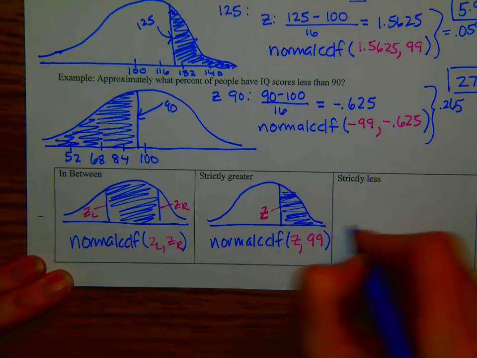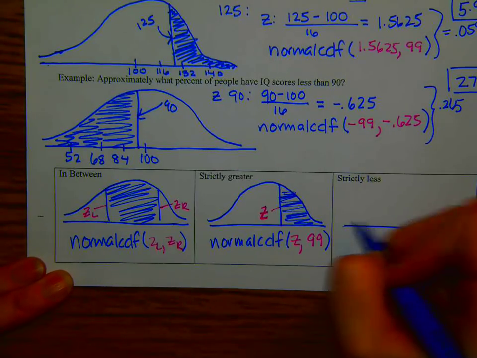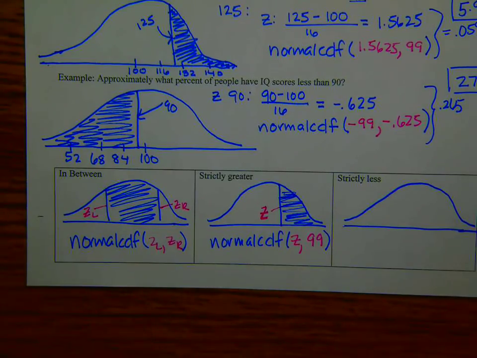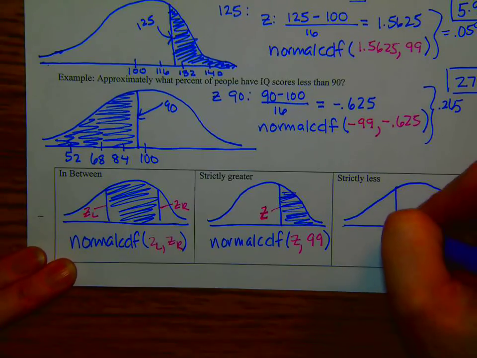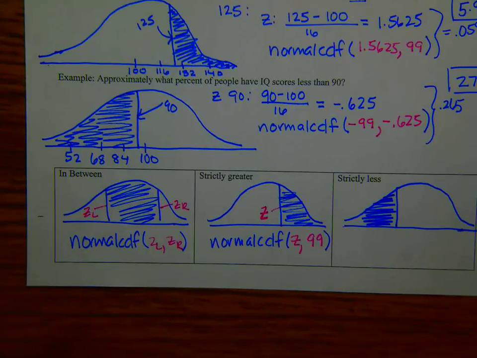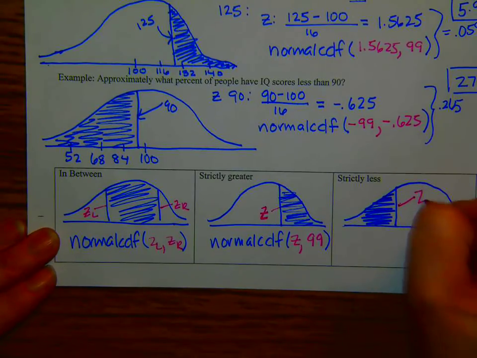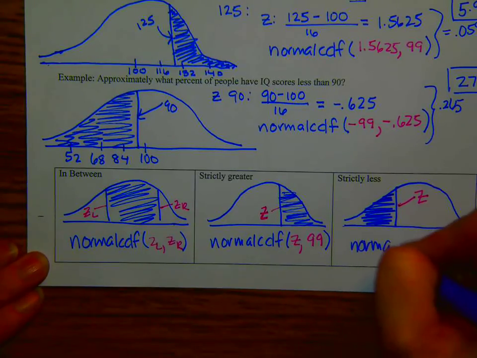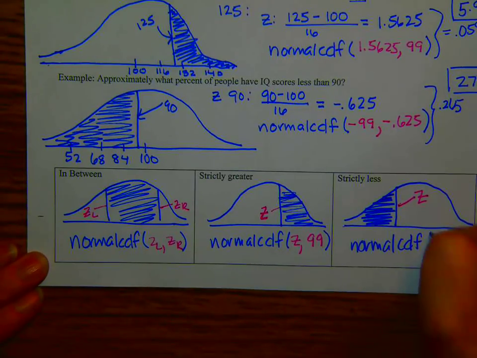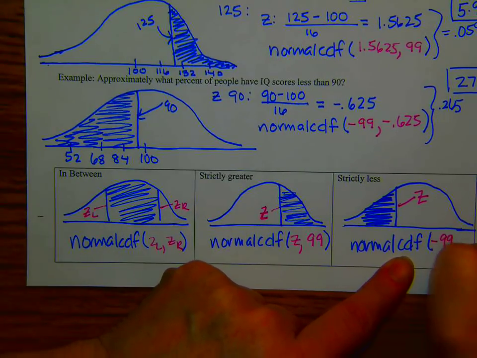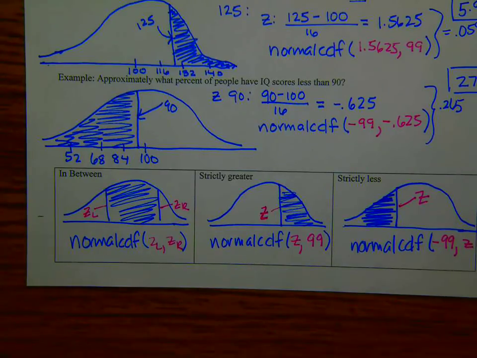Now, when we want to know the percent of values less than a given number, we're going to look at that kind of curve. We're going to again have one z value. We're going to use the normalcdf function, remembering that the lower bound will be negative 99, then our one z value, and there you have it.